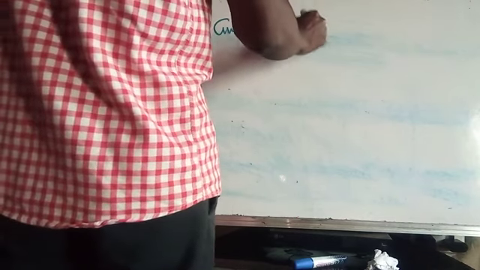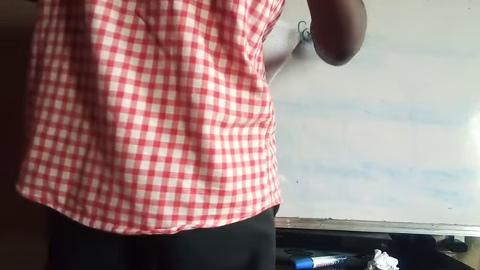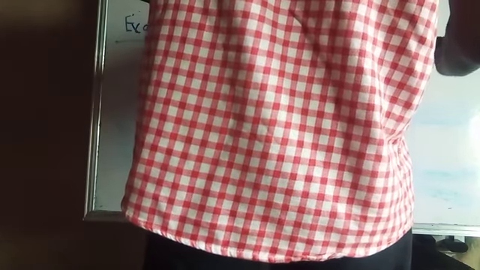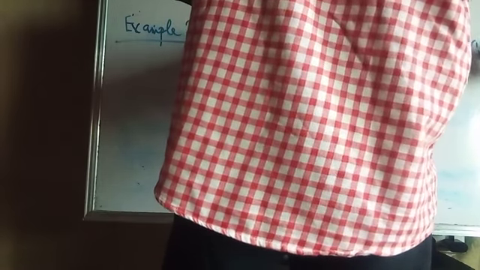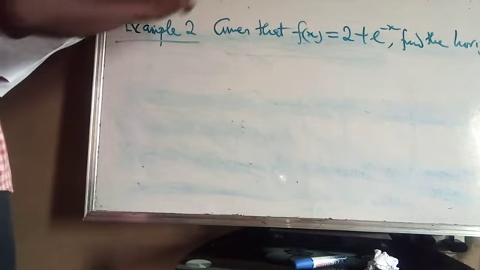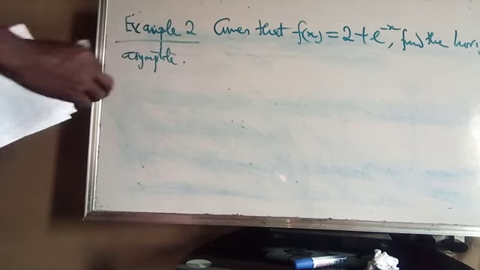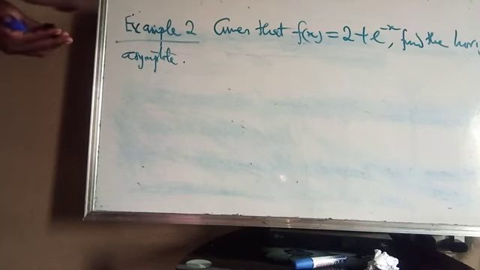Given that f of x is equal to 2 plus exponential raised to the power minus x, find the horizontal asymptotes. Note first that horizontal asymptotes is talking about what?